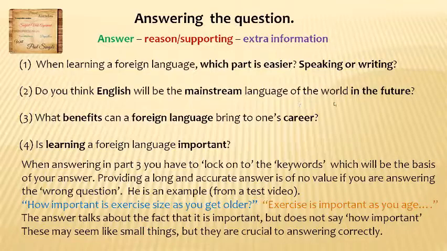English, mainstream language in the future. They're the topic. They're the keywords, sorry. So focus on them. Benefits a foreign language can bring to one's career. So only talk about your job or your work, not your private life or traveling or other things. Unless the traveling is related to your work, then you can include it, but it has to be related to your work. Otherwise, it's off topic.